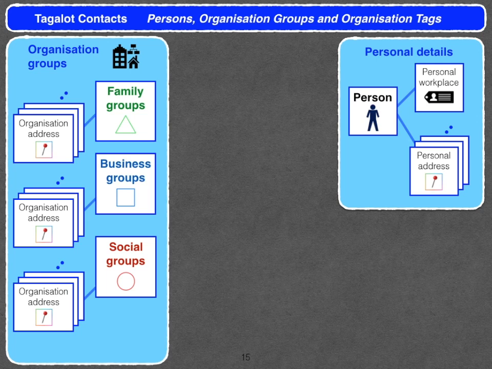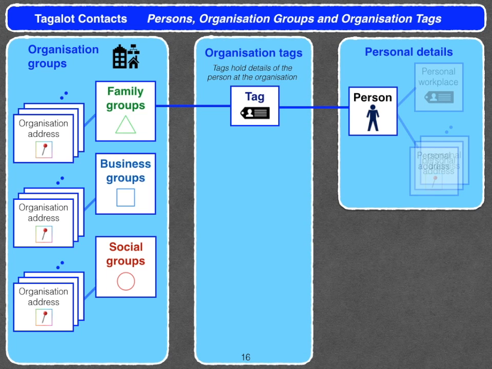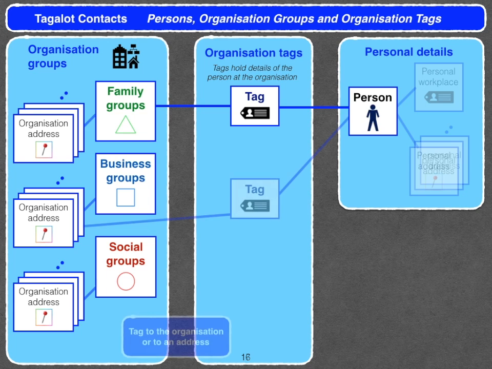In summary, this diagram shows our organization groups with assigned contexts of family, business and social, and a tagless person contact. So the person detail has been tagged to an organization with the tag available to hold additional details for the person at the organization. A person can be tagged to any number of organizations and optionally to a specific address for the organization.